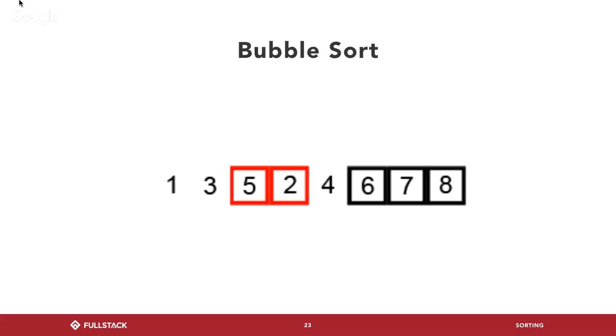Wouldn't it still be n squared though, because it still has to go and check 6 and 7 and 7 and 8?